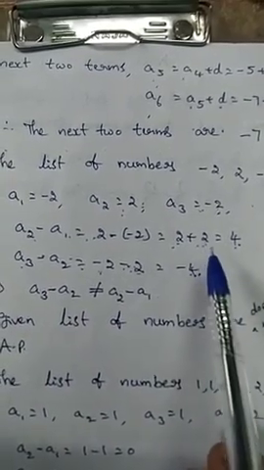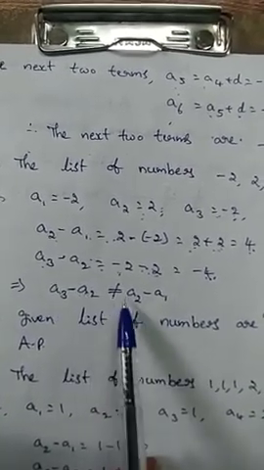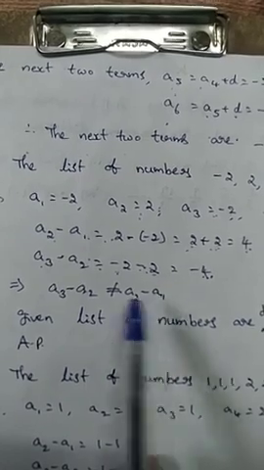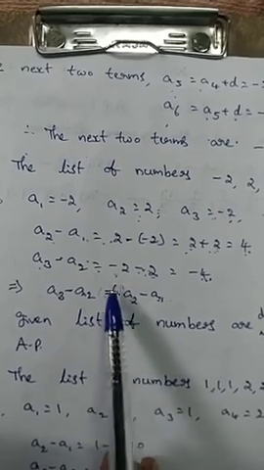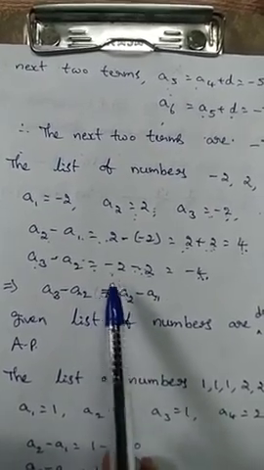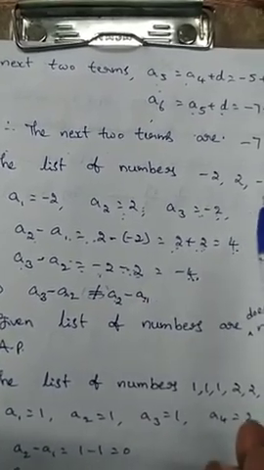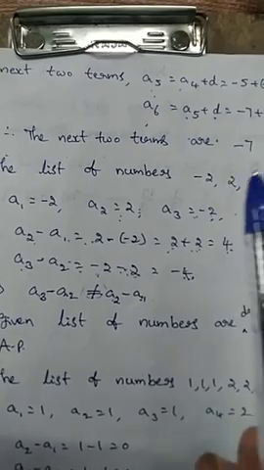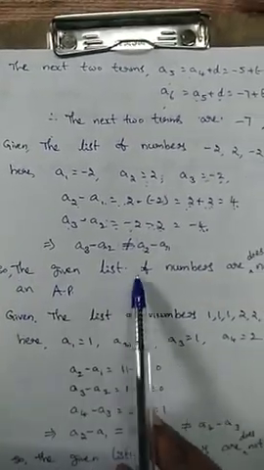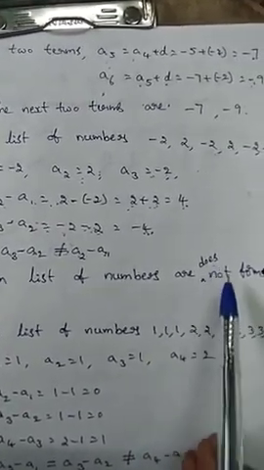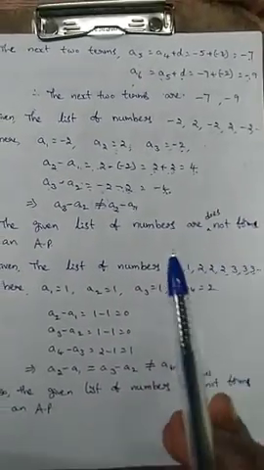Are those equal? No, those are not equal. Then what do you write here? A3 minus A2 is not equal to A2 minus A1. Here the differences are not equal, so there is no common difference. If there is no common difference in the list of numbers, then the list of numbers does not form an AP. Therefore the given list of numbers does not form an AP.